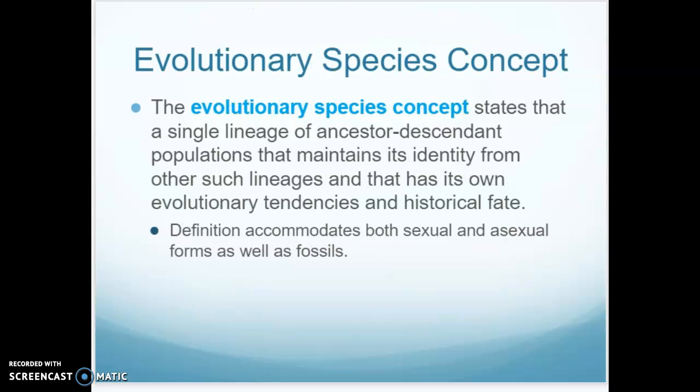We have the evolutionary species concept. This one is pretty good because it doesn't lack that temporal dimension. It includes all past and present organisms, not just present ones that could reproduce. So it states that a single lineage of ancestor descendant populations maintains its identity from other lineages and has its own evolutionary tendencies and historical fates. This is better than the biological one because it accommodates both reproductive communities or sexual reproduction as well as asexual, and it accommodates fossils too. Whereas in the last one, if you're a fossil or if you're ancient, you wouldn't be counted as a species.